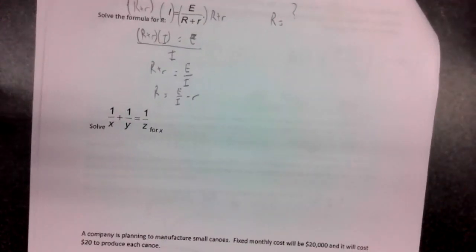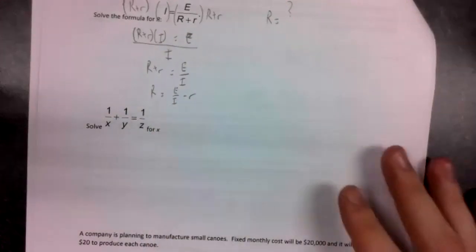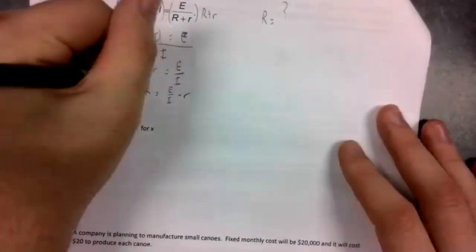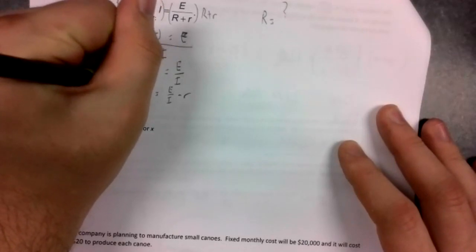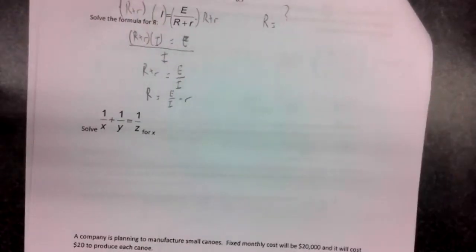So all I'm trying to do is shift the problem around to be able to find what R, or capital R, is equal to, or whatever variable we want to solve for. We're just manipulating the equations.